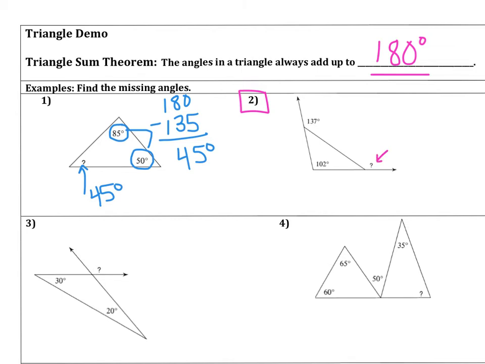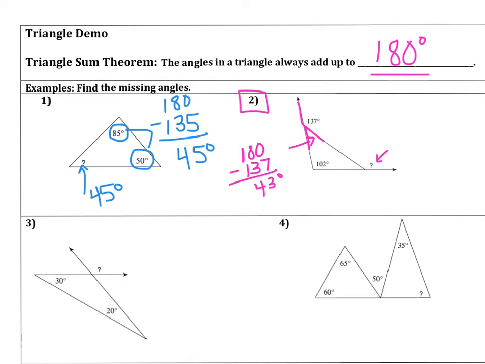So to find that one, we're going to have to find the other angles inside the triangle. Notice right here you have a linear pair. Side by side, these angles always add up to 180. So to find this missing angle, we would say 180 minus 137 to get 43 degrees.